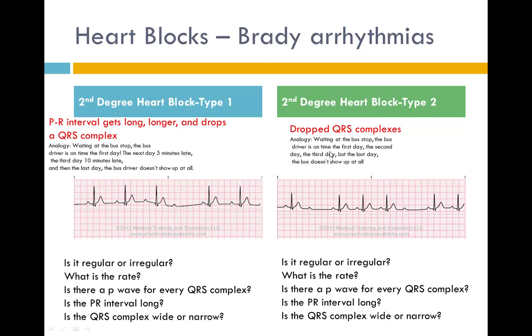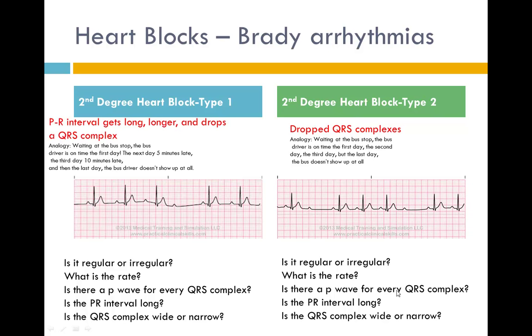The bus driver's on time the first day. You can see here, if we look right in the middle, the first day, this PR interval is normal. The second day shows up on time also, because again, it's the same interval as the first day. The third day, again, same PRI interval, so he shows up on time. And then that last day, when I get to the bus stop, he doesn't even show up at all. Okay, so that's second degree type 2.